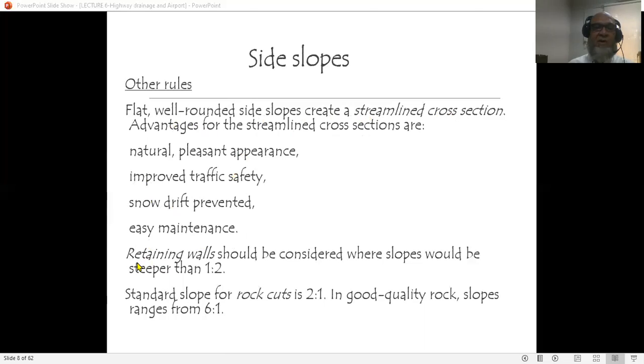There are retaining walls that should be considered where slopes would be steeper than 1:2. So if you cannot provide a slope of 1:3 or 1:4, consider having retaining walls. Standard slopes for rock cuts are 2:1, and for good quality rocks it ranges from 6:1. So sometimes you have to cut the slope, but you have to cut the slope in this ratio, 2:1.